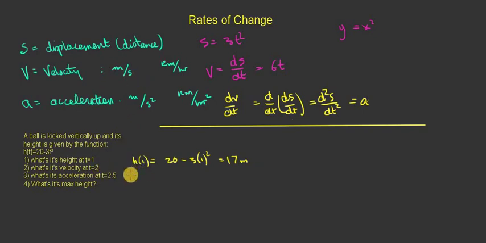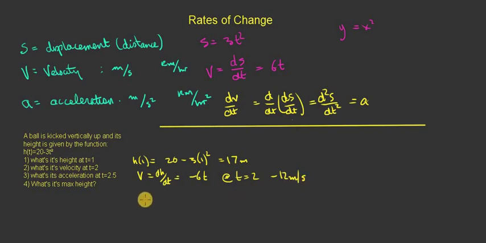In order to get its velocity, I need to get dh/dt, so let's do that. So dh/dt, or velocity, is equal to minus 6t. At t is equal to 2, I'm going to get minus 12 meters per second. So it's coming downwards at 12 meters per second, its velocity.